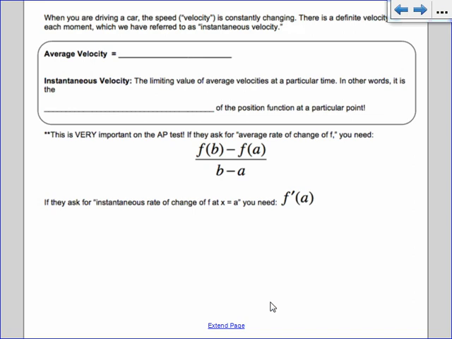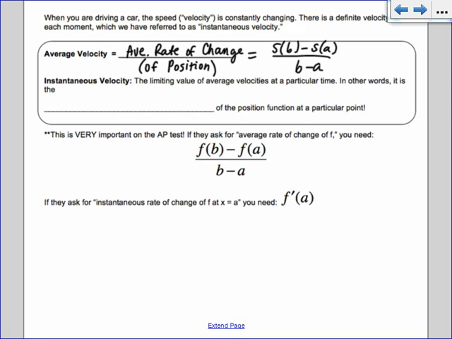Okay. So if your AP test asks for the average velocity, that means the average rate of change. Okay, average rate of change of what? What do you think? Rate of change of what? Yeah, of your position, right? So it would be S of B minus S of A, all over B minus A. So depending on your position function, you're just finding it between 2 endpoints.